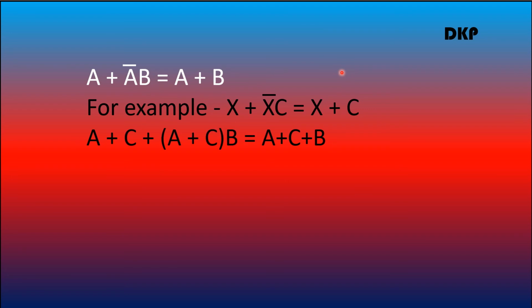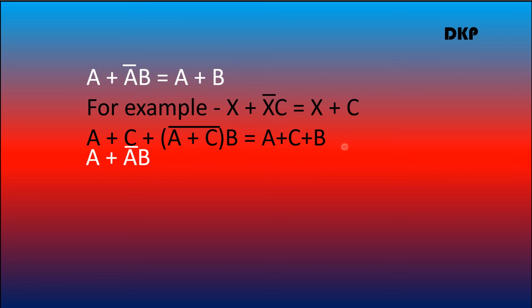Another example is A plus C plus A plus C bar into B is equal to A plus C plus B. That is, this is taken as one term, that is A plus C plus complement of that is A plus C bar into B is equal to A plus C plus B.